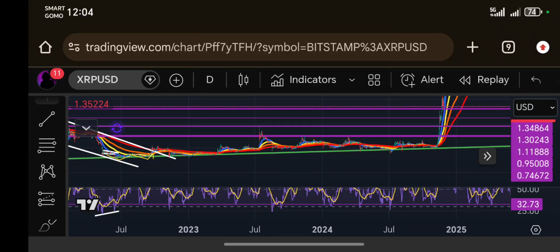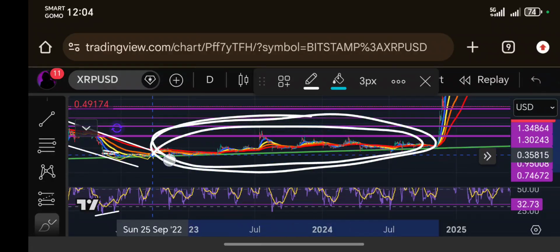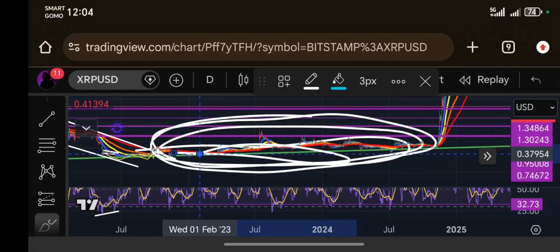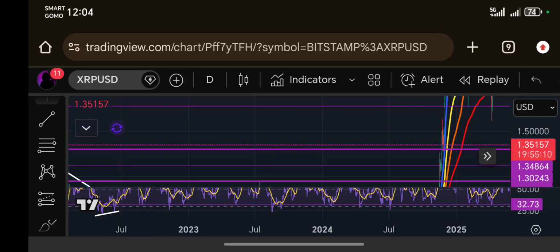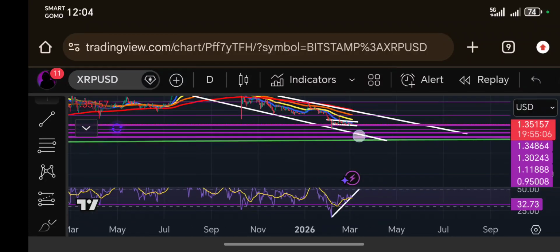Now we are cleared of the so-called lawsuit for XRP, so maybe we won't see this long consolidation phase here. Maybe we won't see that long. But I'm still expecting 2029 to be the bull market top, as the 4-year cycle is still at play.